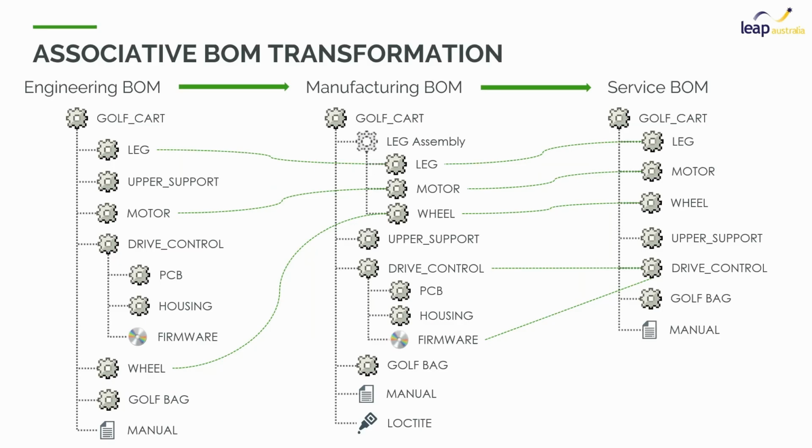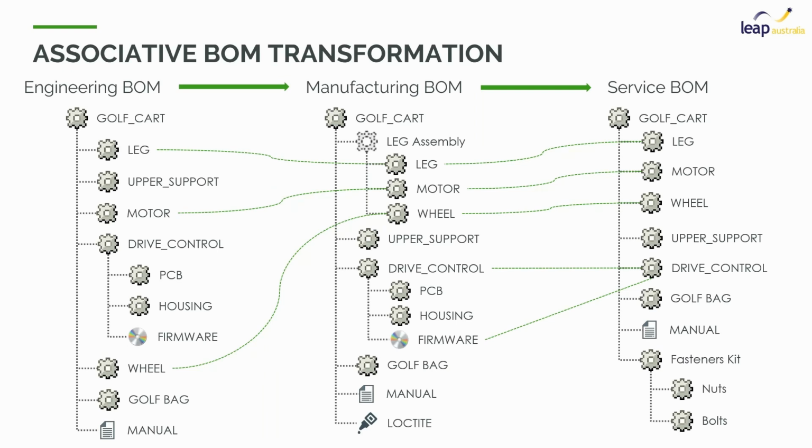We've got the golf bag and the manual, but maybe our fasteners, they're in a fasteners kit. So we'll do them differently. Again, we can have these multiple different variations of the BOM that evolve over time. But the important thing is it's the same item being used all the way through. So we've got that complete traceability of where it's being used. If changes happen, which inevitably they do, we've got that traceability to help with our processes.